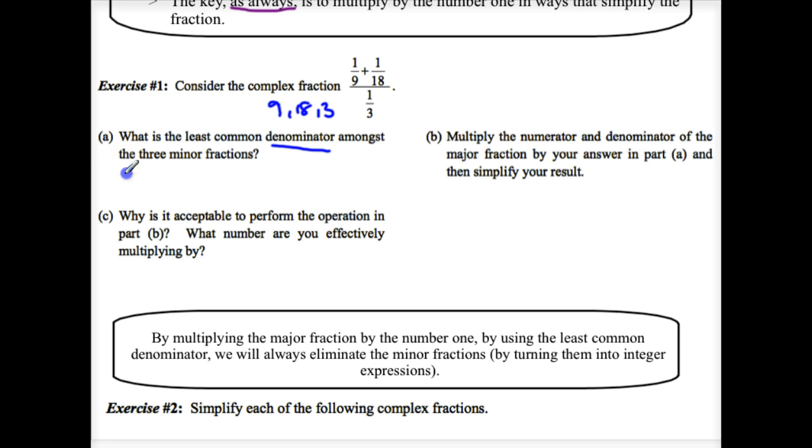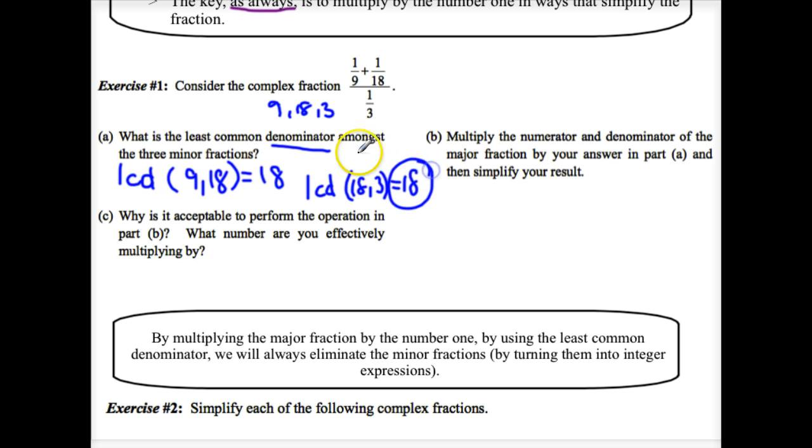Now on the calculator we're not finding the greatest, we're doing LCD, least common denominator. I'm going to do the first 2 numbers, which are 9 and 18. This is going to give me 18, and then I want to make sure it works for the last one, so I'm going to do LCD of 18 comma 3, and it's going to give me 18, and that's my final answer. Remember, LCD this time, least common denominator.